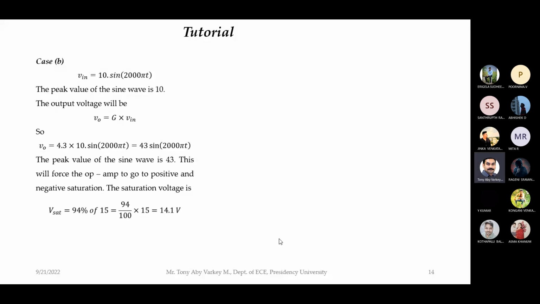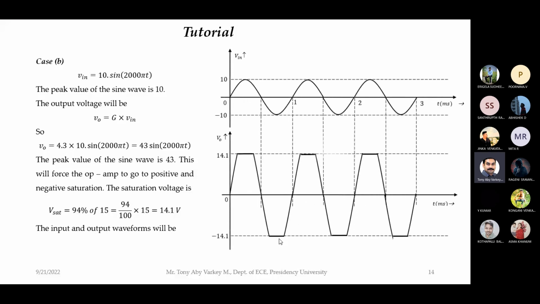Saturation voltage is again 94% of VCC. VCC we have given as 15 volt. So 94% of 15 is 14.1 volt. So the input and output waveforms will be like this. This is the input waveform. 10 volt is the positive peak, negative peak is minus 10. But output will not go above 14.1. So at 14.1 it will get saturated, and it cannot go below minus 14.1, so at negative it will be saturated at minus 14.1. Clear?